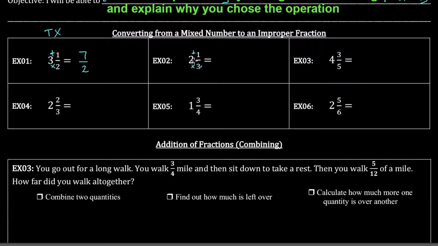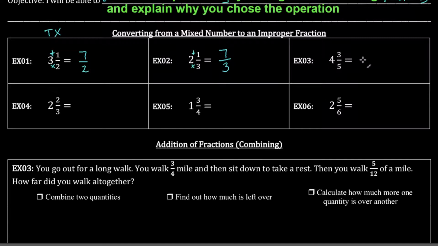Plus and times. So 2 wholes and 1/3 is how many thirds? Well, 2 times 3 is 6. So we have 6 thirds. Plus 1 more is 7 thirds. Cool, we have 7 twice.